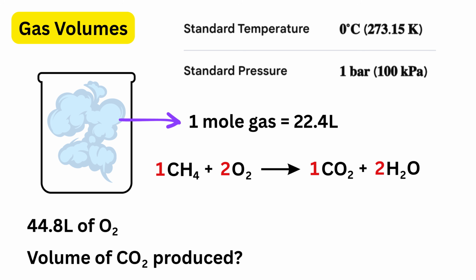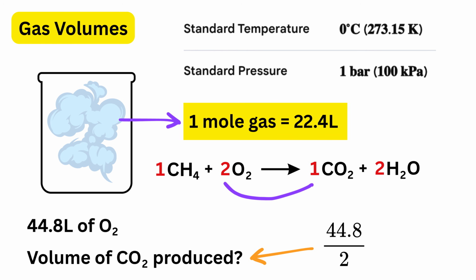The first thing we do is look at the coefficient ratio in the balanced equation. It tells us that 2 moles of oxygen produce 1 mole of carbon dioxide. Since equal volumes of gases contain equal numbers of molecules under the same conditions, the same ratio applies to gas volumes as well. So we can say that 2 volumes of oxygen produce 1 volume of carbon dioxide. Therefore, if we start with 44.8 liters of oxygen, the volume of carbon dioxide produced will be 44.8 divided by 2. This gives 22.4 liters of carbon dioxide, and that's all about stoichiometry.